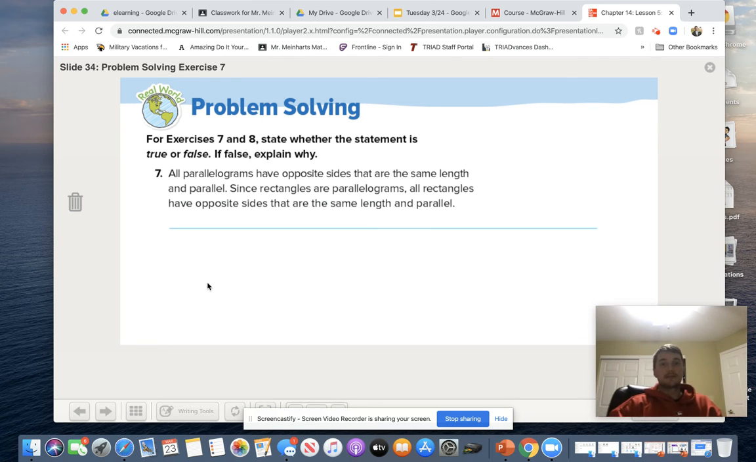All parallelograms have opposite sides that are the same length and parallel. Since rectangles are parallelograms, all rectangles have opposite sides that are the same length and parallel. Is that true or false? Pause the video. Answer the question. If you think false, you gotta tell me why. Make sure you're using your resources. True. It's true. If you answer true, ding ding, 2 thumbs up.